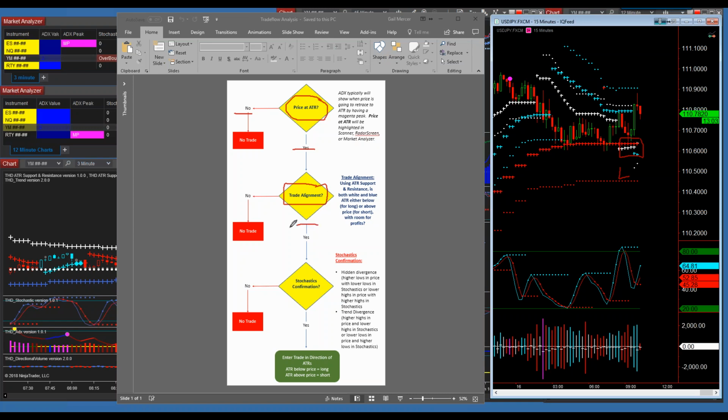And again, notice that it is either yes or no. There are no maybes, okay? This is to prevent you from taking a trade that you should not be in, okay? So in this case, the answer was yes, price was at an ATR. Yes, we have trade alignment because we have the red and the white in your direction. And the next is, do you have stochastics confirmation?